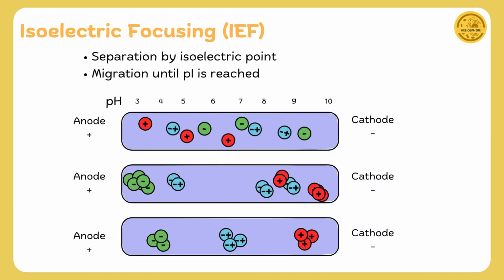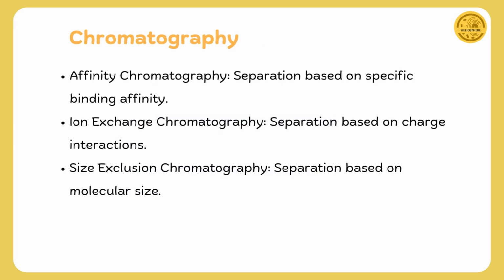Next we have isoelectric focusing or IEF. This technique separates proteins based on their isoelectric points or pI. Proteins migrate through a pH gradient until they reach the pH that corresponds to their pI, where they have no net charge and stop moving.